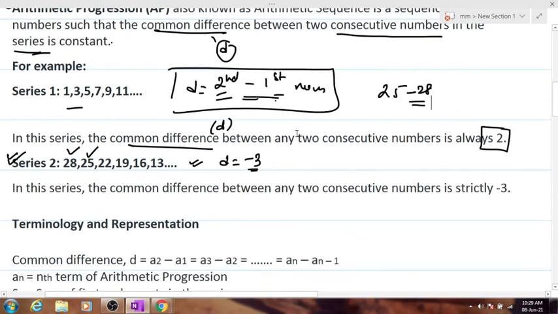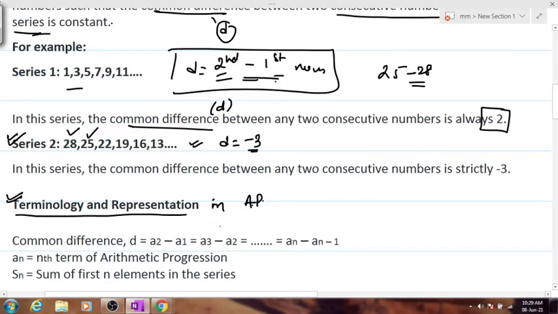Now, after having copied the second series, give the next topic as terminology and representation of AP. Clear? AP stands for arithmetic progression. The common difference is represented by small d, which is given by a2 minus a1. Now you'll ask, sir, what are a1, a2, a3 and all?